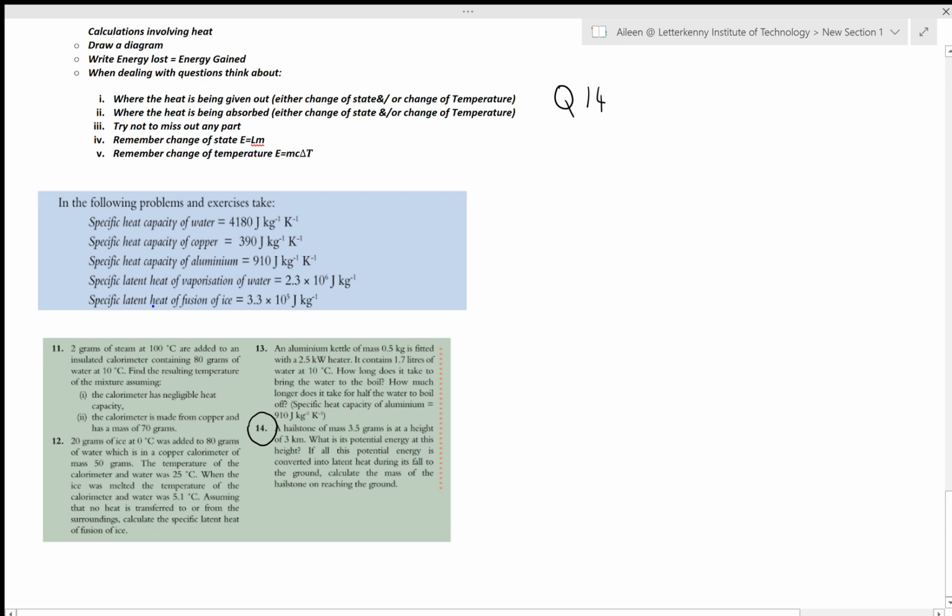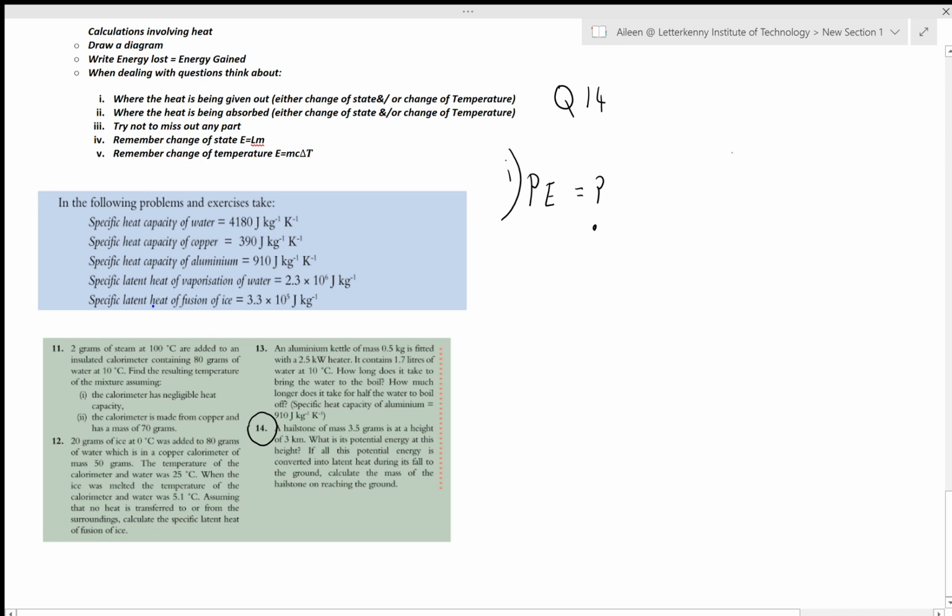A hailstone has a mass of 3.5 grams and is at a height of 3 kilometers. What is the potential energy at this height? And then part 2, if all of this potential energy is converted to latent heat during the fall, calculate the mass of the hailstone on reaching the ground. Okay, so part 1, we want to find the potential energy of your hailstone.